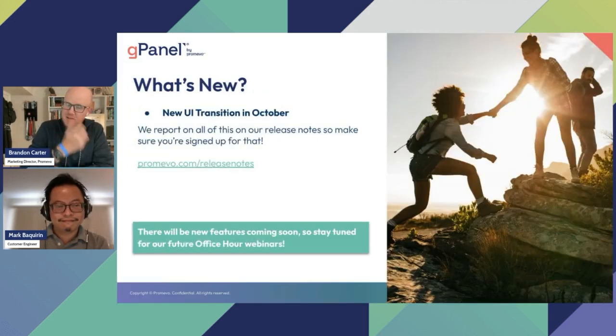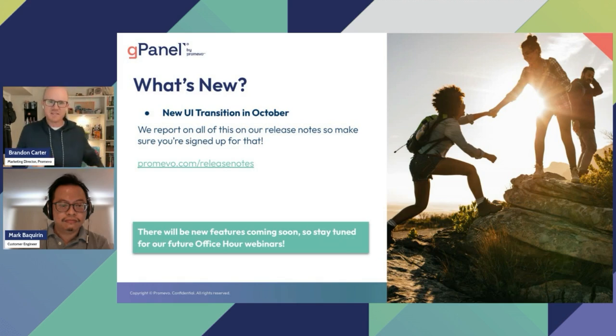But before we totally dive into the rules engine, we want to talk about what's new. And this is really for those of you that are gPanel power users, you've probably seen it before. Internally we call it V2, but it's the next user interface of gPanel. And we have a transition coming up, and I'm just going to hand it over to Mark now. He's going to take you from this into the workshop for Rules Engine. But Mark, can you start by just talking about the new UI and what's going to happen in October?